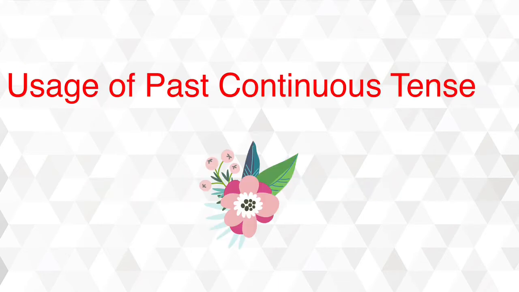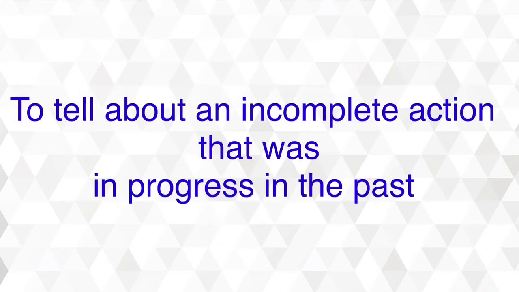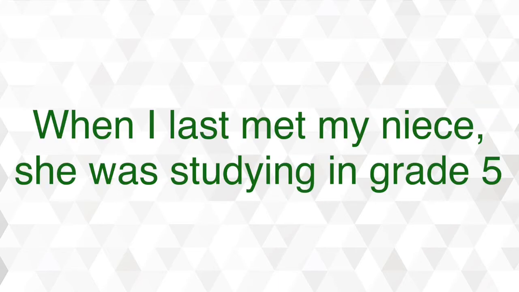Now let's find out the usage, or when we use the past continuous tense. Number 1, it's used to tell about something that was happening or taking place in the past. That is, the action was in progress at some point of time in the past and was not over till then, till the time of talking. For example, when I last met my niece, she was studying in grade 5. That means she was still in grade 5. Her studies for grade 5 were not over.